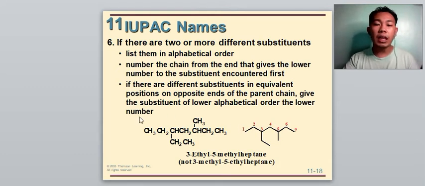So, let's look into this example. We name it 3-ethyl-5-methylheptane, not 3-methyl-5-ethylheptane. Why? Let's look into this by following the specific rules of IUPAC. First, we locate the longest parent alkane, this one. We number it 1, 2, 3, 4, 5, 6, 7. That means 7 carbons. That is why the name is heptane.